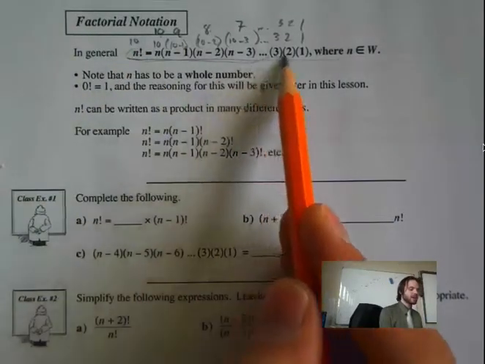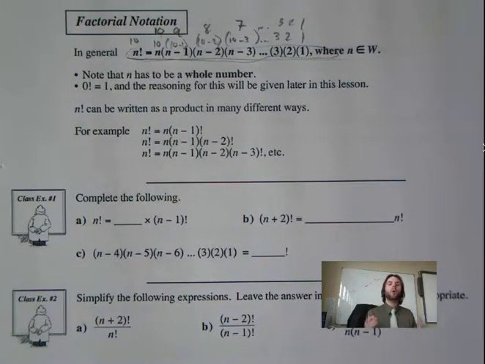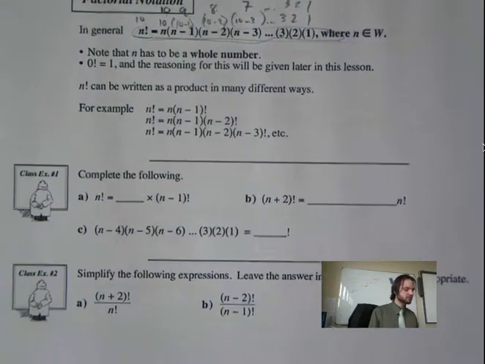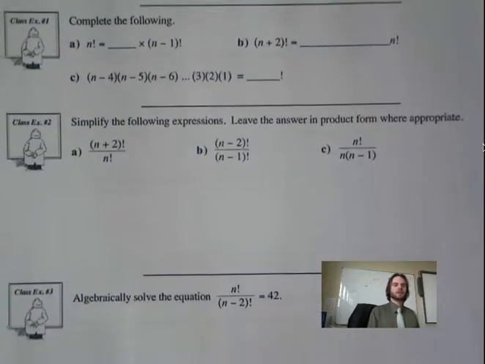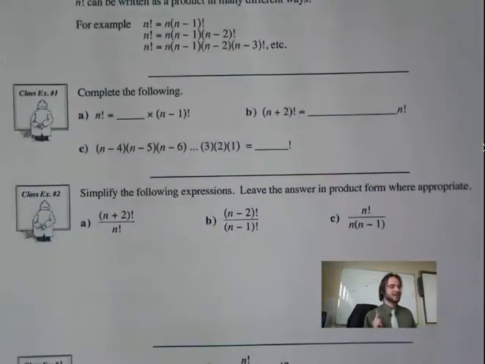Here, we use n for the general form, where n must be a whole number, and it has to be positive. Alright. So n must be a whole number and it must be positive. That's a key thing to remember.